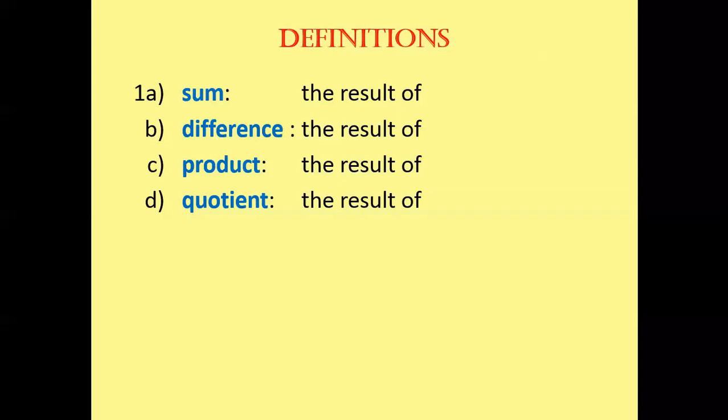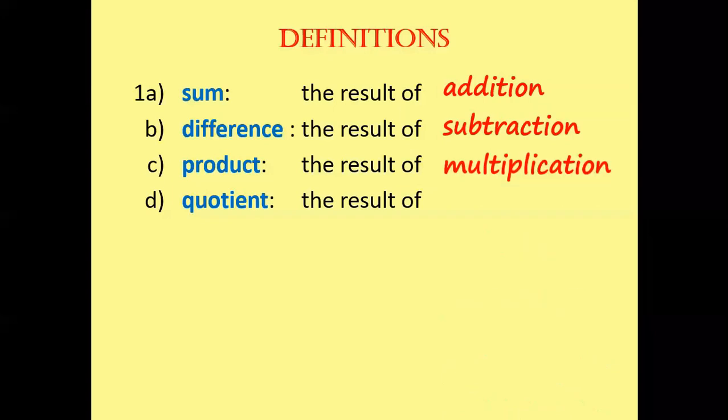Our initial definitions are the result of when you do a certain operation. So it's the answer that you get when you do a certain operation. The answer that you get when you are adding numbers together is called the sum. The difference is the answer that you get, the result of the operation of subtraction. The product is the result of multiplication, and the quotient is the answer that you get when you are dividing two numbers.